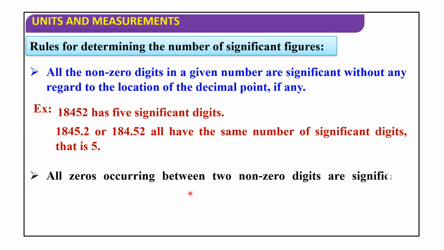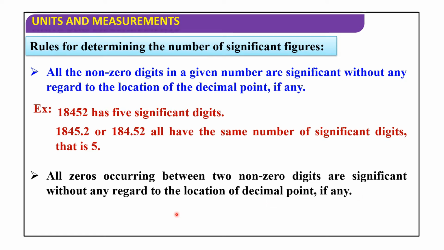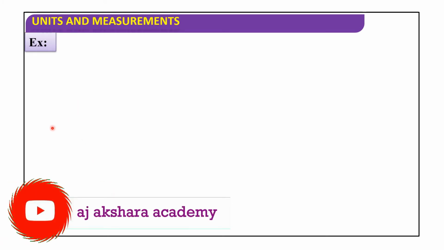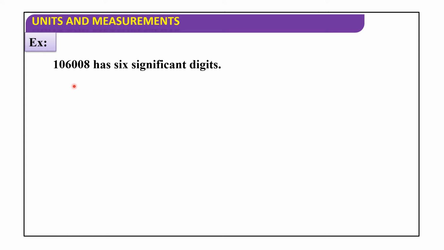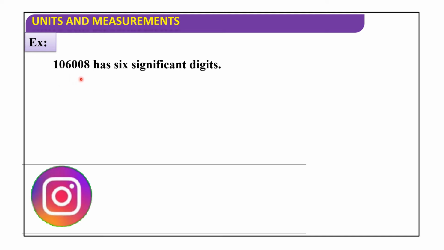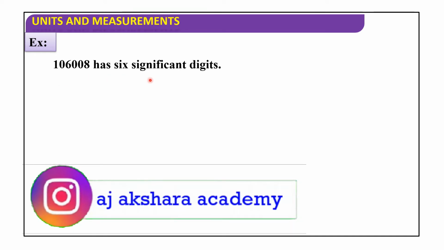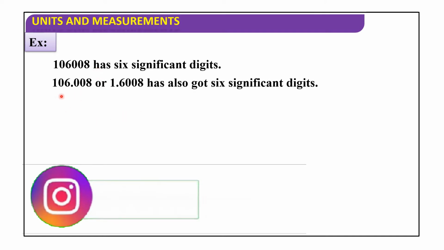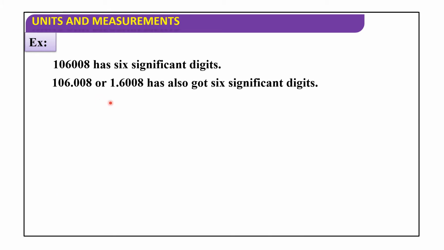So, all zeros occurring between two non-zero digits are significant without any regard to the location of the decimal point, if any. See this example. Here this number has 6 significant digits: 1, 0, 6, 0, 0, 8. So, let us write this as 106.008 or 1.6008, which has also got 6 significant digits.